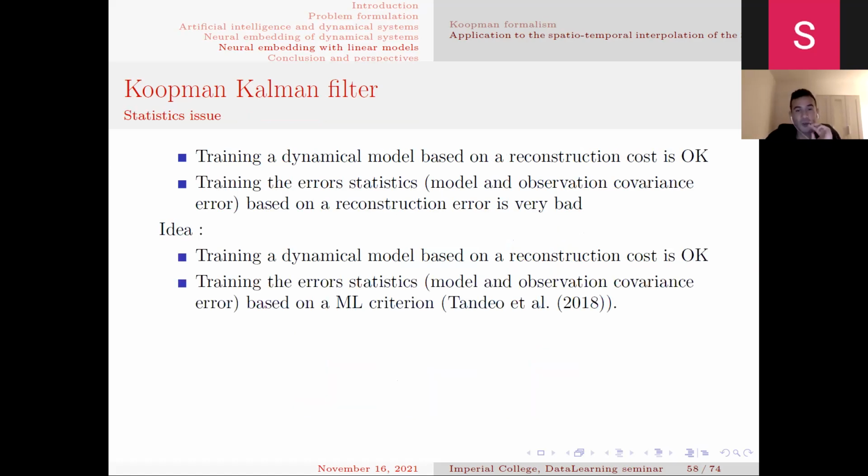This is the issue with the statistics that I was talking about earlier, regarding how to generalize the proposed framework to optimize not only the dynamical prior, but also the model error covariance matrices. And it's through maximization of some likelihood. We are using the innovation likelihood, but we can also use the total likelihood or some other likelihood.